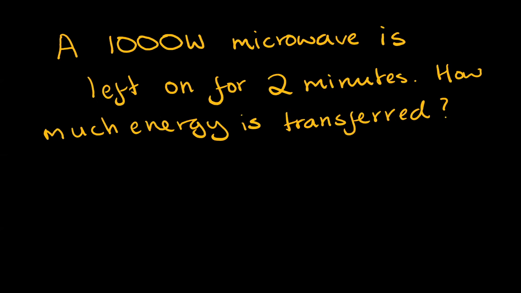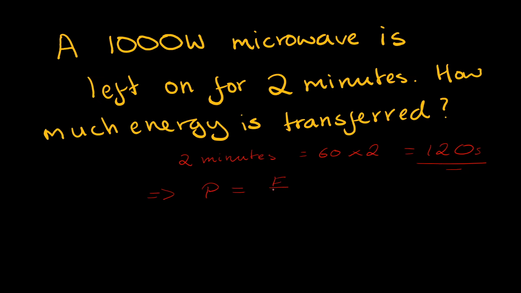So another one, a 1,000-watt microwave is left on for 2 minutes. Here we've got a question that's not in seconds. How much energy is transferred? So the first thing we'll do, we'll convert that to seconds. 2 minutes, remember there's 60 seconds in a minute. So 60 times 2, 120 seconds.